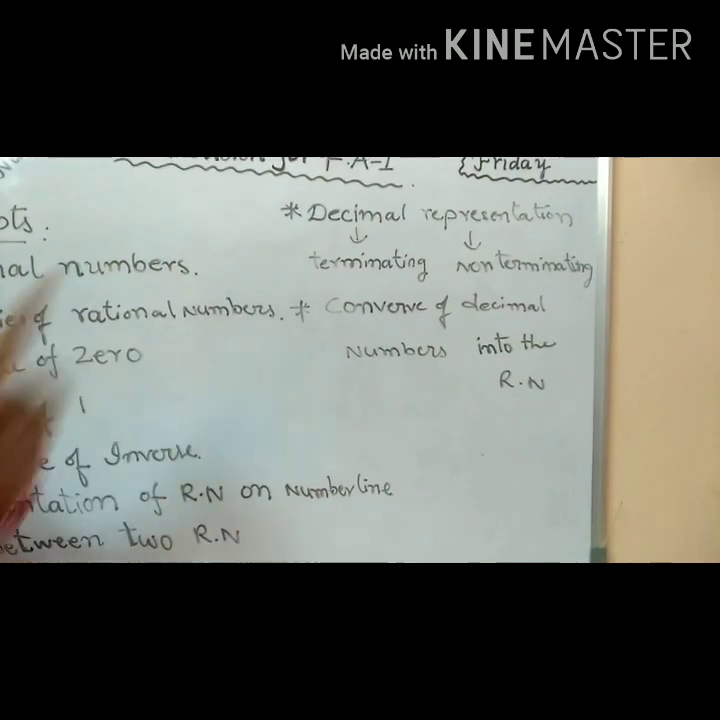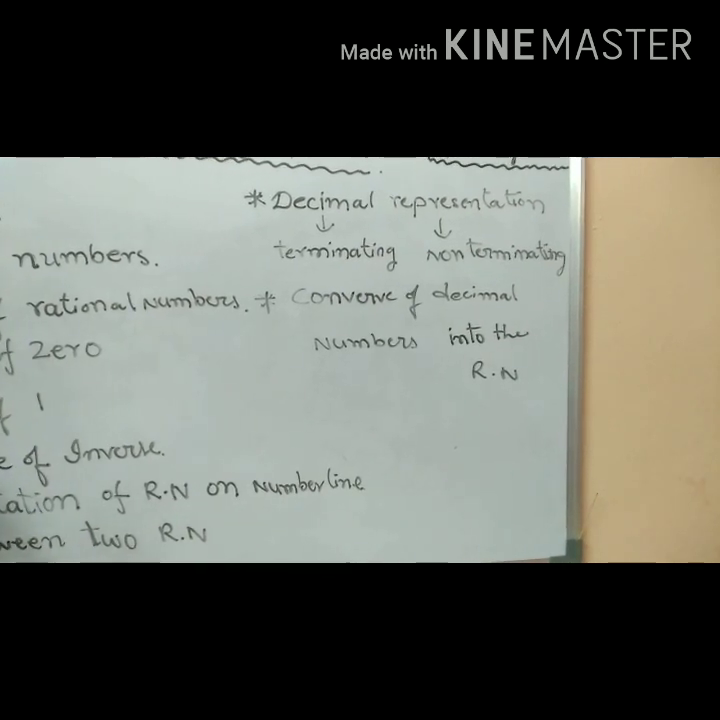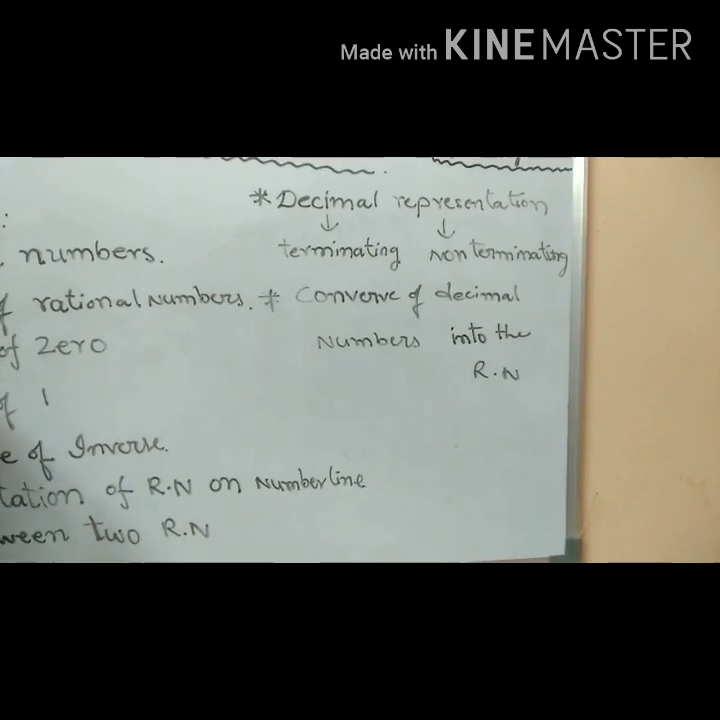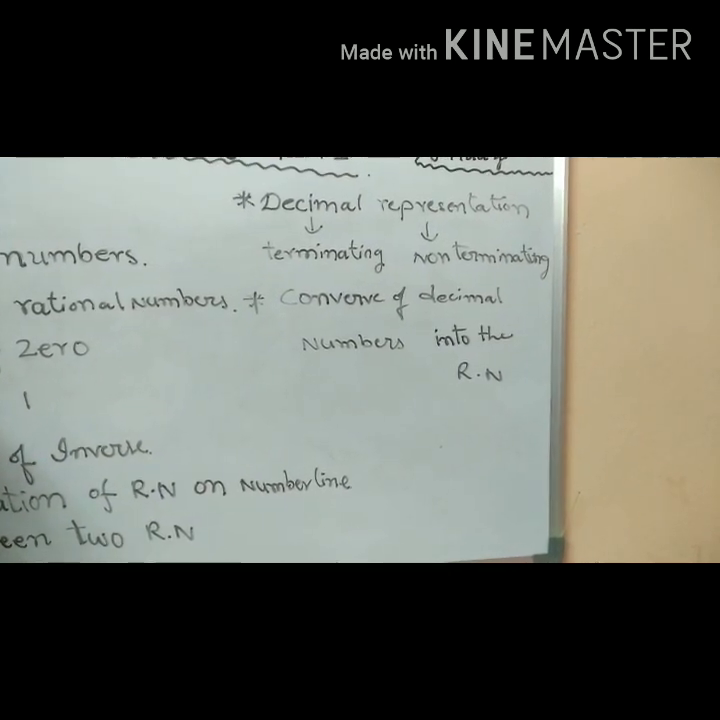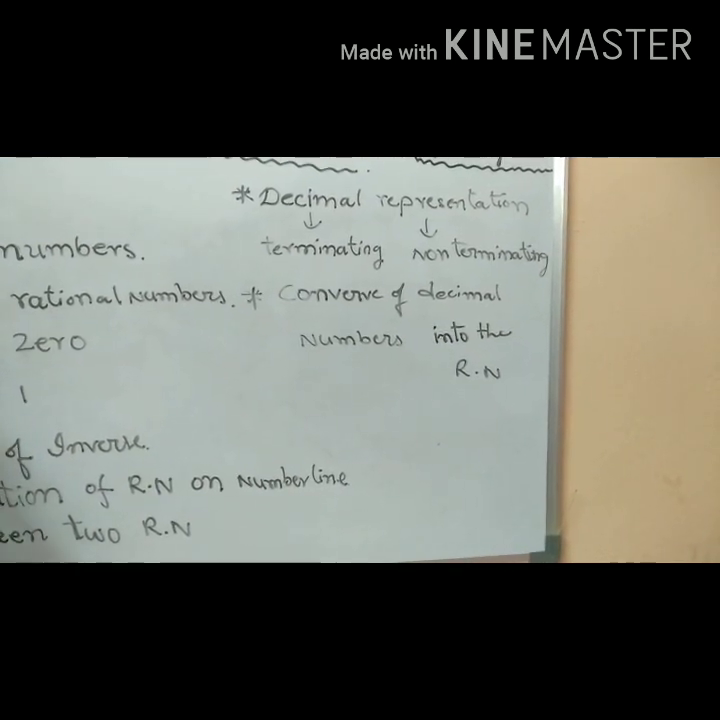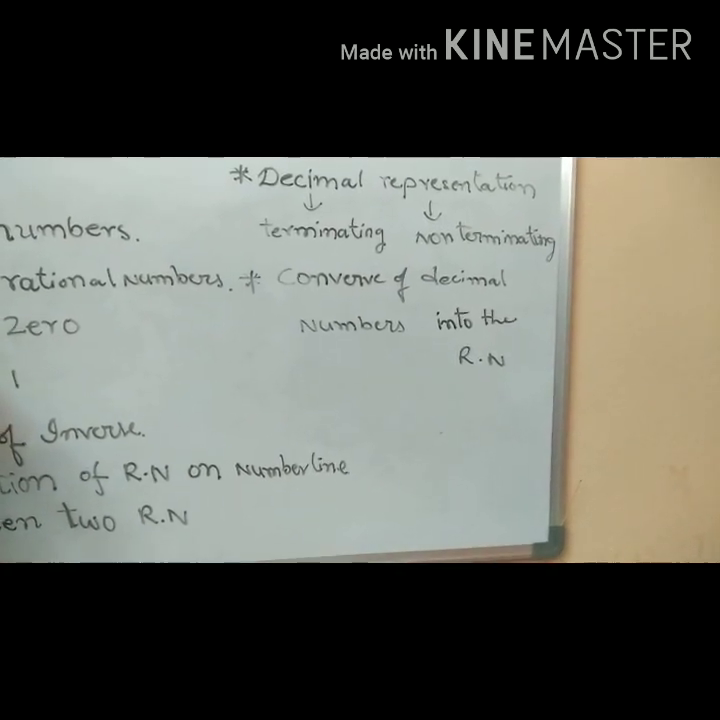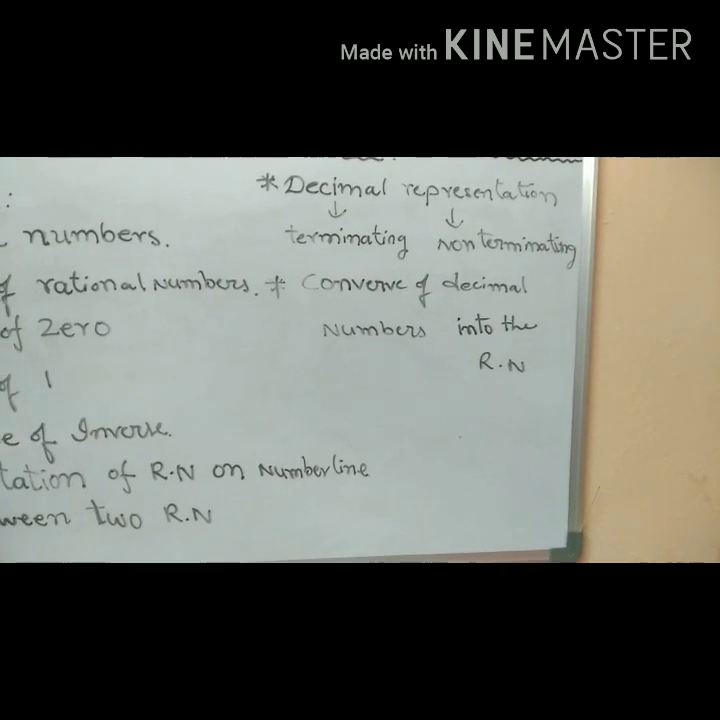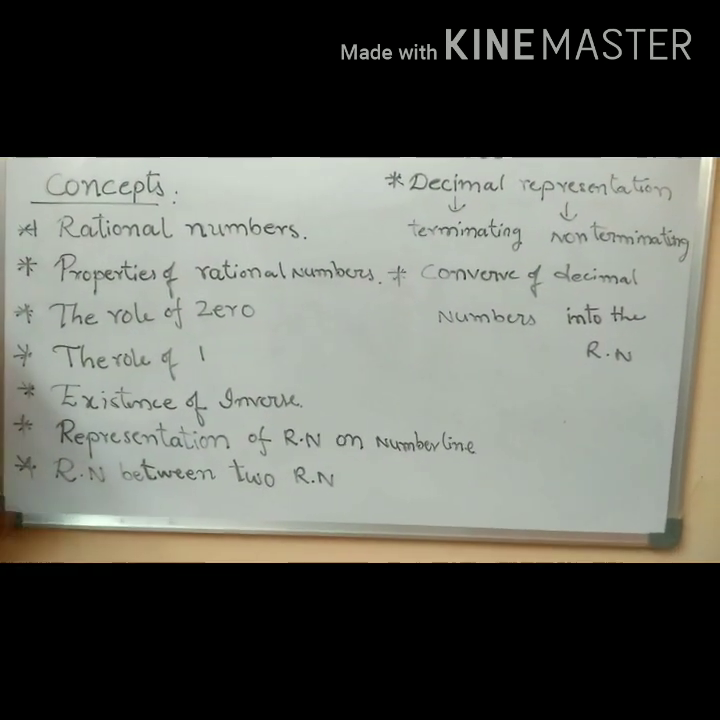Next, decimal representation. Decimal representation is divided into two parts. The first one is terminating numbers and non-terminating recurring numbers. The last topic is converse of decimal numbers into rational numbers. So, one by one I will explain each and every topic.